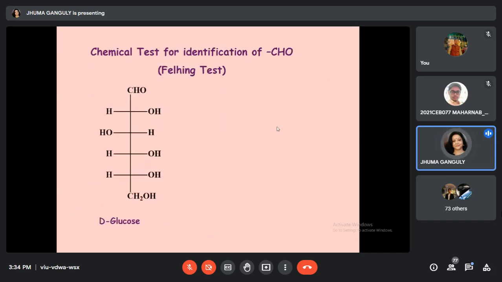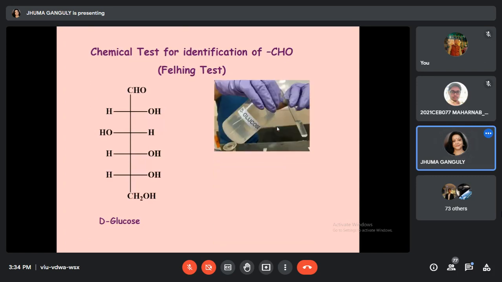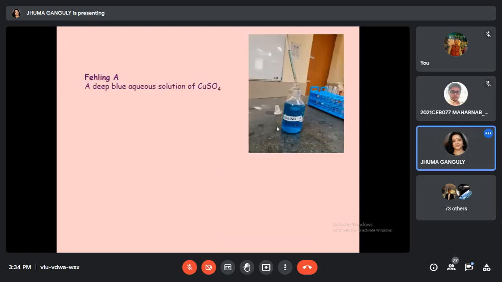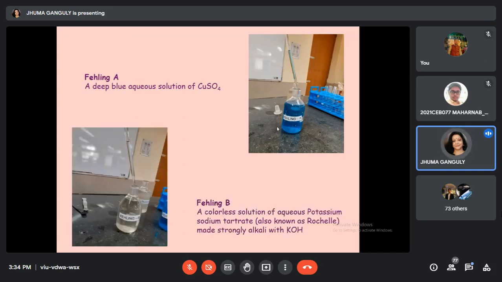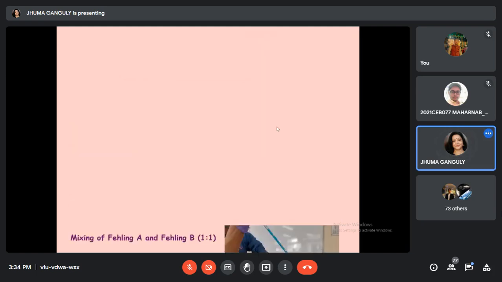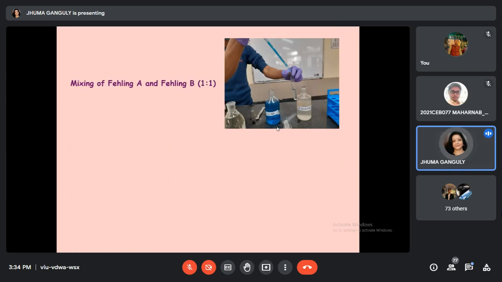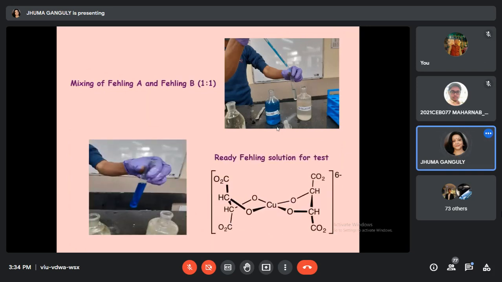Another is the Fehling test, for glucose. For the Fehling test we need two solutions. Fehling A is a deep blue aqueous solution of copper sulfate, and B is a colorless aqueous solution of potassium sodium tartrate, also known as Rochelle salt, made strongly alkaline with KOH. Mix them 1:1.